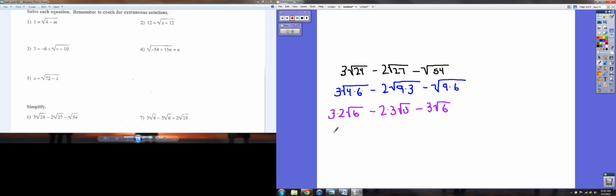Okay, let's just go ahead and simplify this a little bit further. So 3 times 2 leaves you with 6 radical 6. Don't do anything with the radical, just go ahead and simplify it. Okay, minus 2 times 3, which is 6, radical 3, minus 3 radical 6.